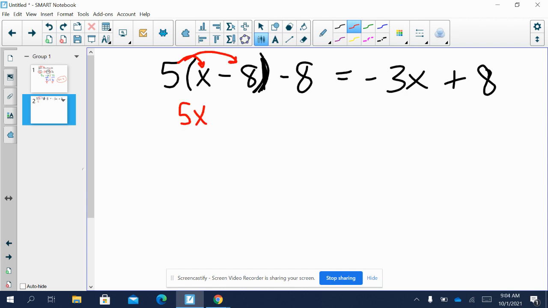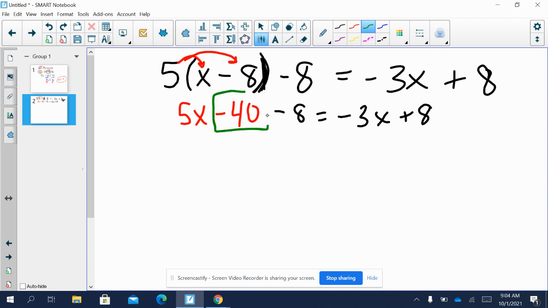That will give me a 5x minus 40, okay? And then everything else comes down. Minus 8 equals negative 3x plus 8. All right, now we need to combine like terms.